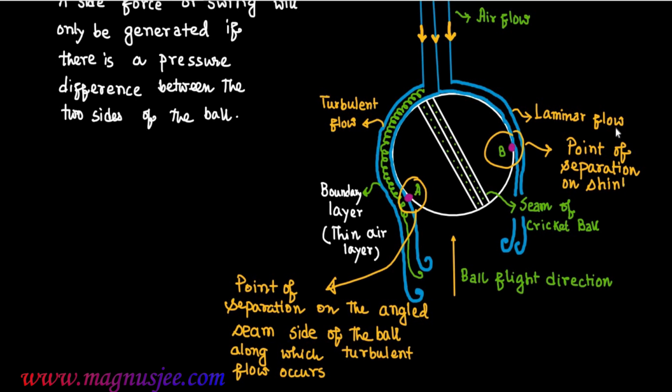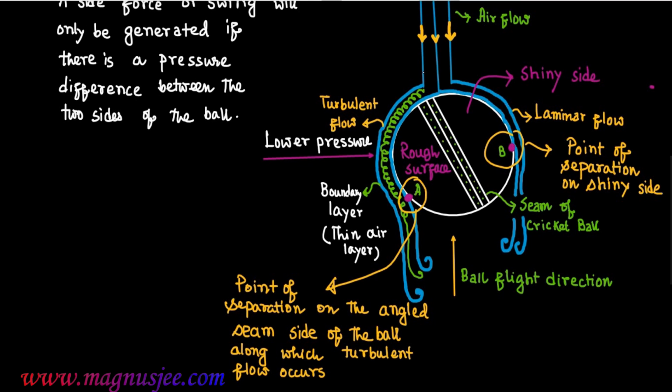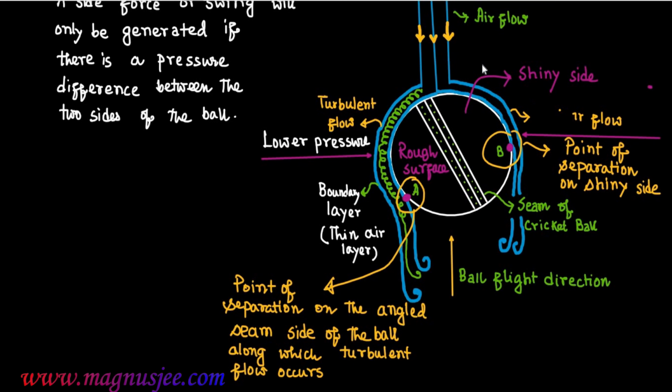B is the point of separation on the shiny side, or the non-seam side, of the cricket ball. The other side, the seam side, is actually kept as a rough surface. Lower pressure acts on the seam side, the rough surface of the cricket ball, and a higher pressure is acting on the non-seam, shiny side. A lateral force or side force acts towards the rough side of the cricket ball, and under the action of this side force, the cricket ball swings in air before striking the ground.